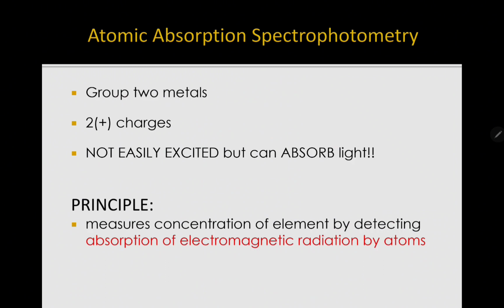Okay? So, remember, your atomic absorption spectrophotometry is different from your double beam as well as your flame emission. Here, in our atomic absorption spectrophotometry, we have group 2 metals. Okay, if earlier it was group 1, now we have group 2 metals and we have the 2+ charges. And remember, it is not easily excited but can absorb light. The principle of atomic absorption spectrophotometry, or the AAS, is that it measures the concentration of an element by detecting absorption of electromagnetic radiation by the atoms. Okay, so that is its principle.